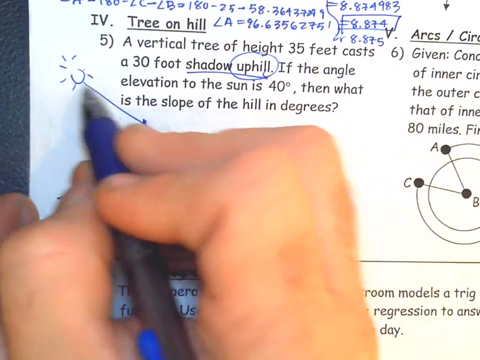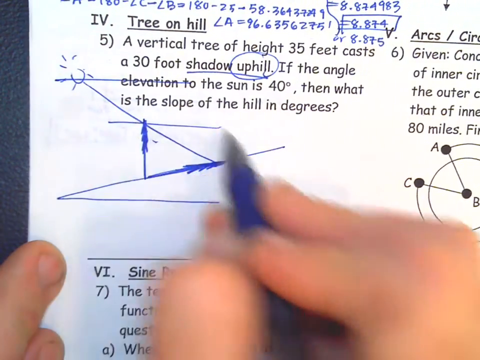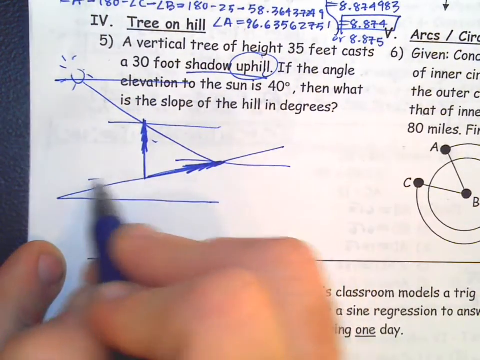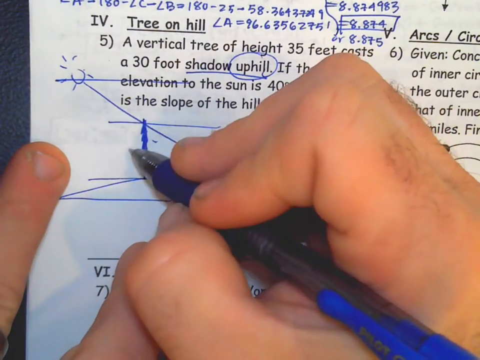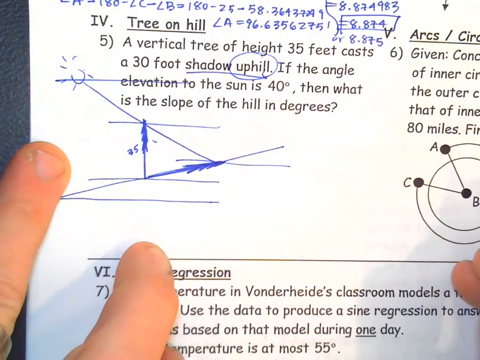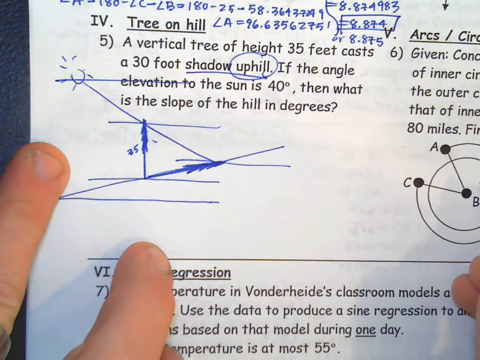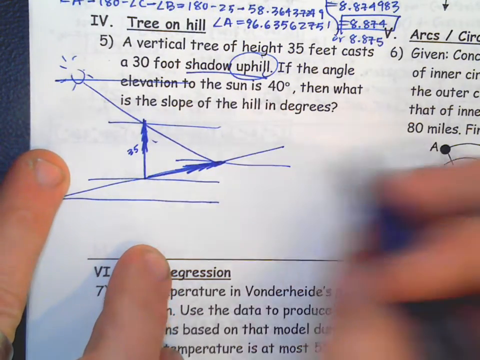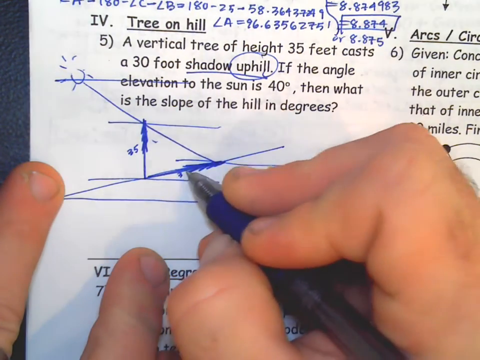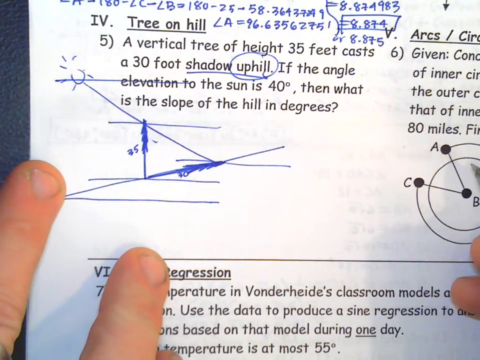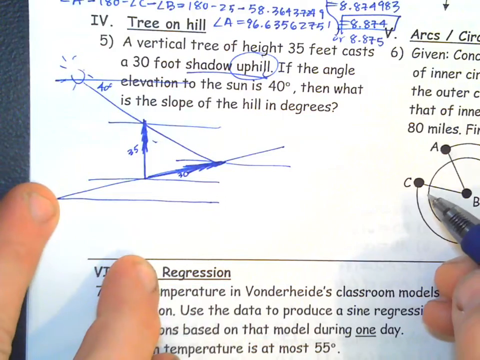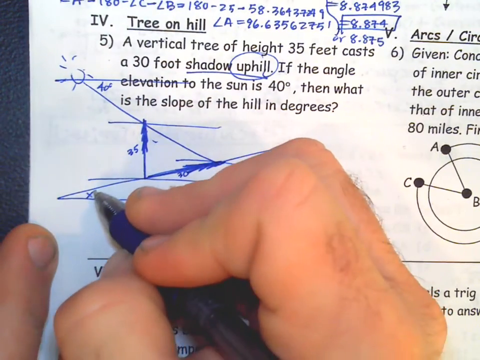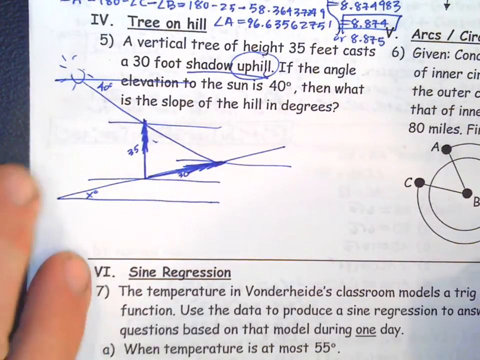And then I'm gonna draw horizontal lines everywhere because they're going to form all these special angles. So let's go. Tree of a height 35. So the height of the tree is 35. I'm going to try and write small so I can read it and stuff. 30-foot shadow. Okay. If the angle of elevation is 40 degrees, this is 40, then what is the slope of the hill in degrees? X. So there we go.